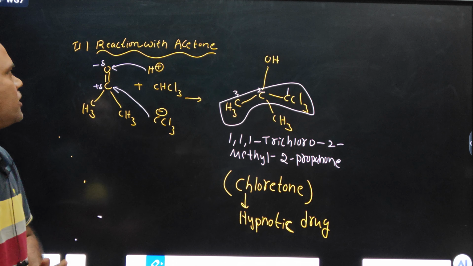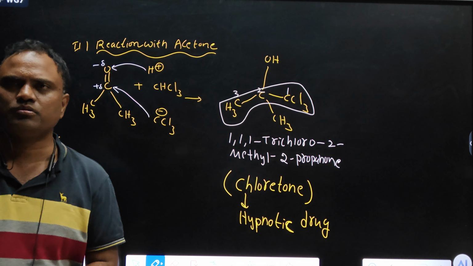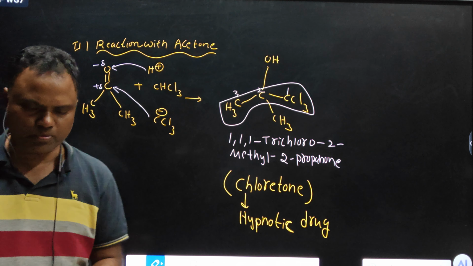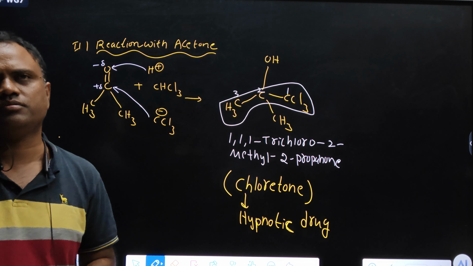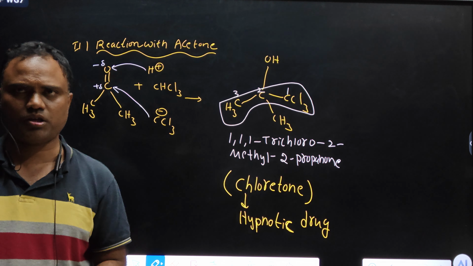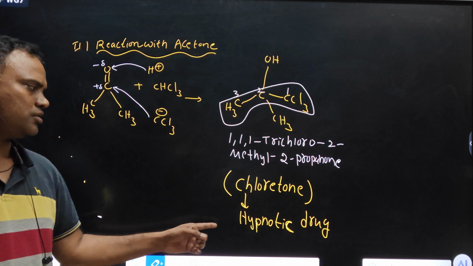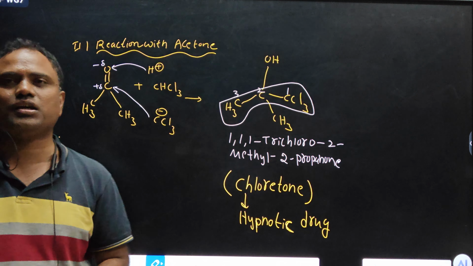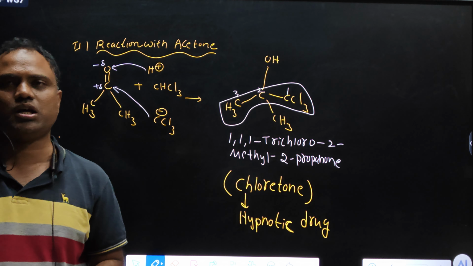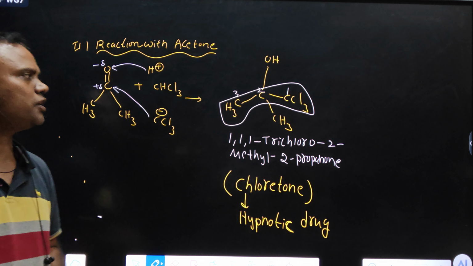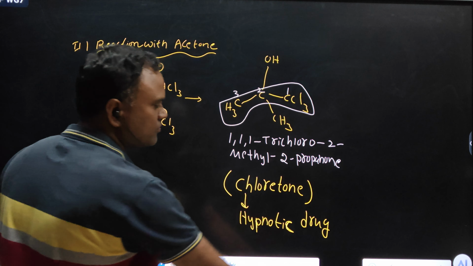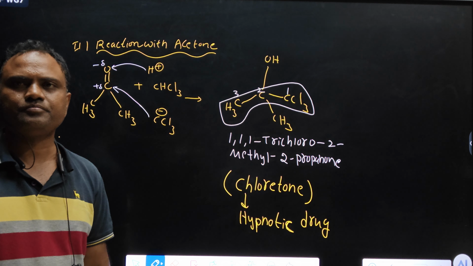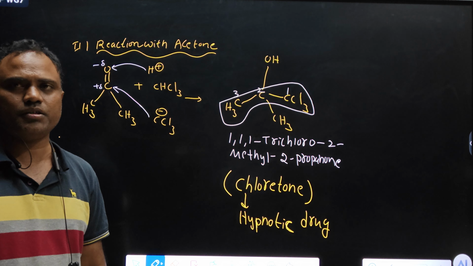Okay. Second property, reaction with acetone. Got it, all of you? Clear? What is the name of the product? Chloretone, a hypnotic drug. And before that, tear gas, chloropicrin. Next. Shall we go to the next page? Everybody will finish. Completed.